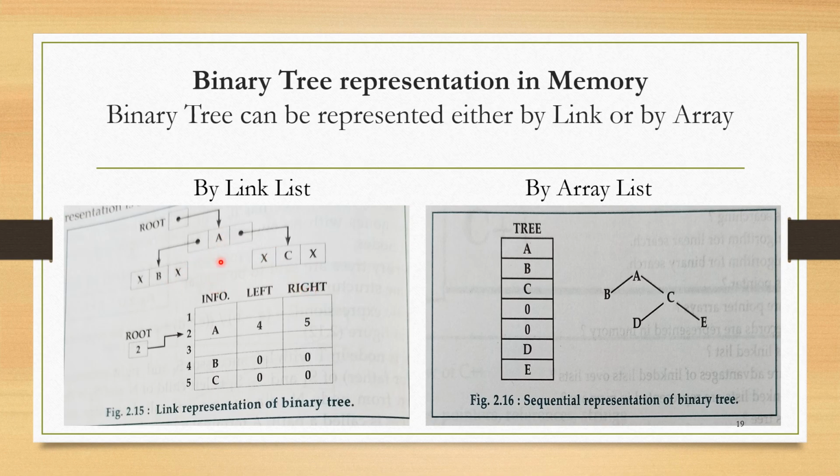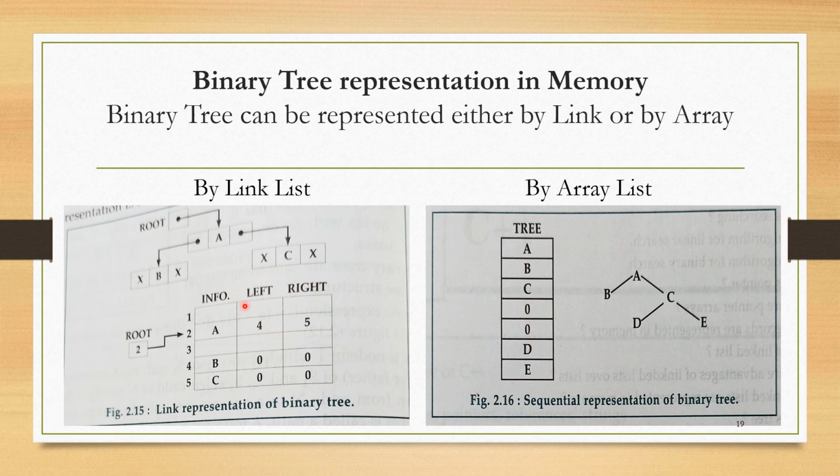Now how do I represent it? A is the first, the root. Then B, you see it goes top down, left, right. So top is A, left is B, then C. Then below B there is nothing, so it will go to D and E. Then these two will be blank.